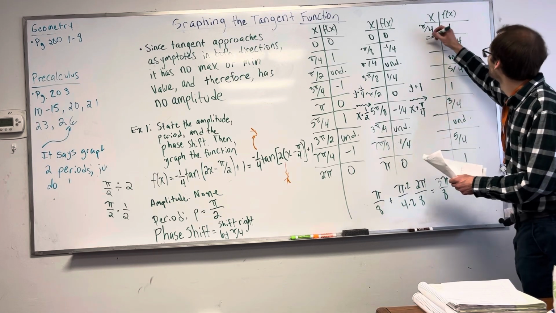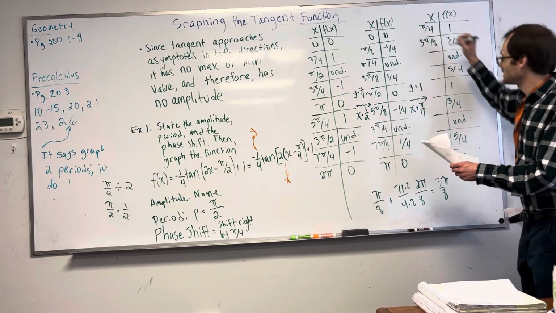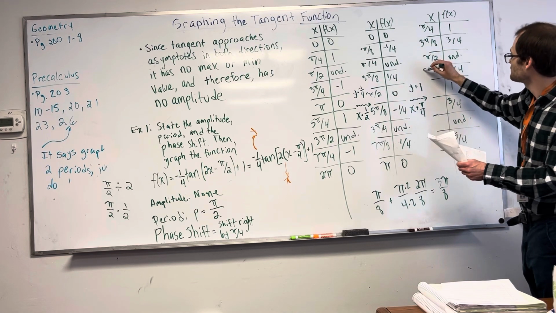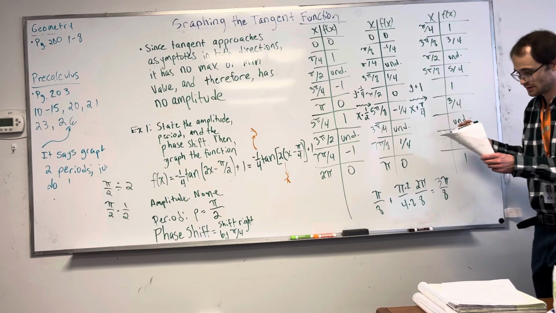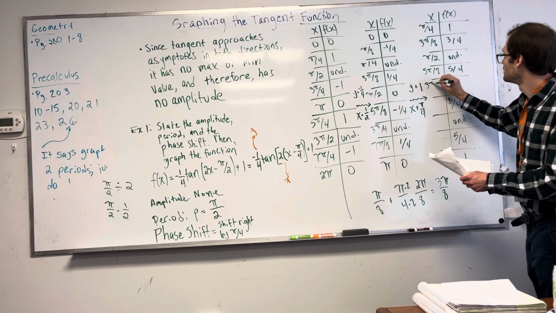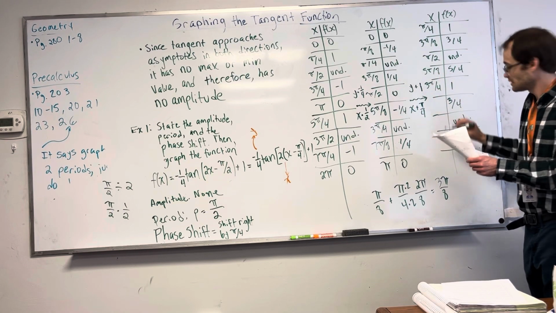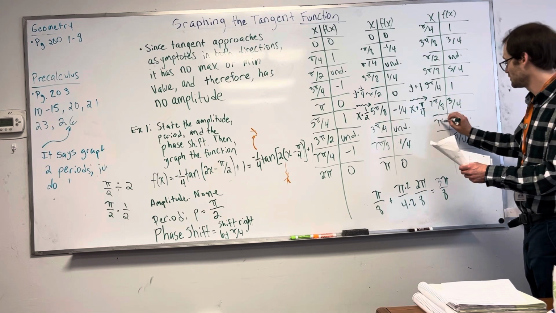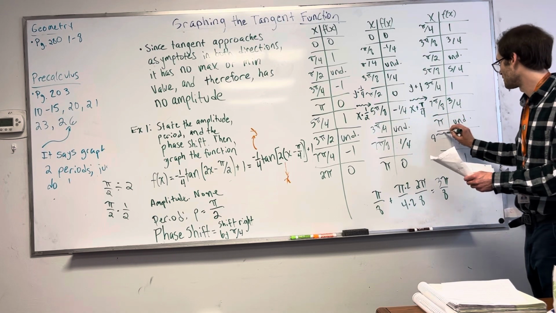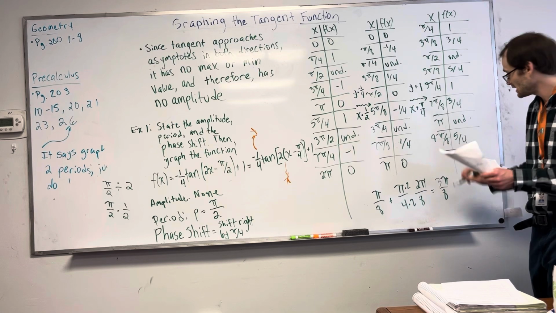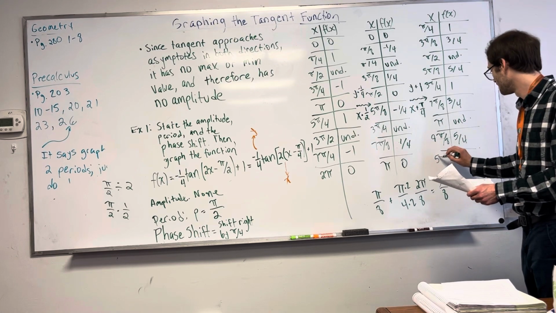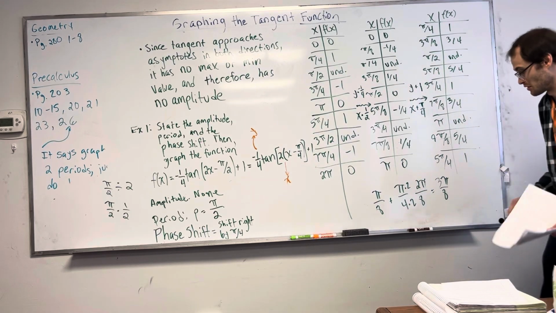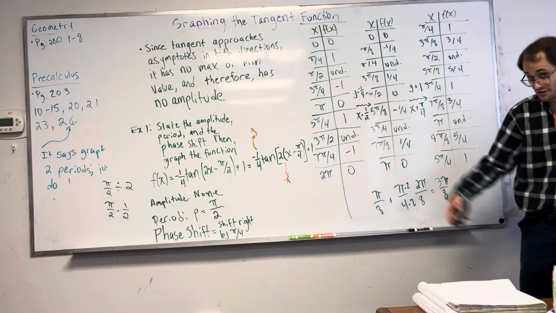So yeah, 3 pi over 8 here, pi over 2 here, 5 pi over 8, 3 pi over 4, 7 pi over 8, pi, 9 pi over 8, and 5 pi over 4. All right, all that's left to do now is graph it, and I will do that off to the left here.